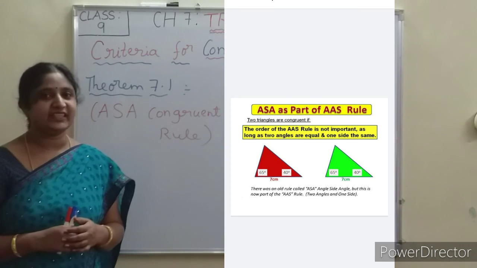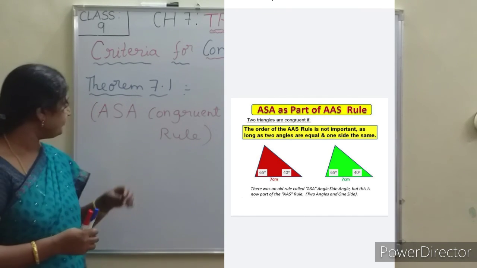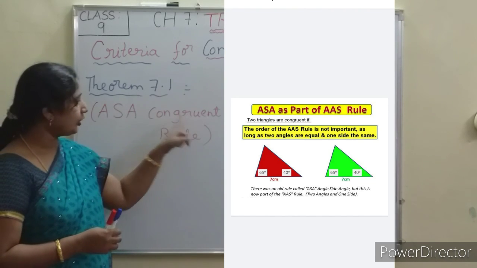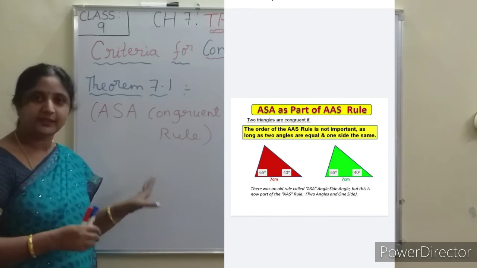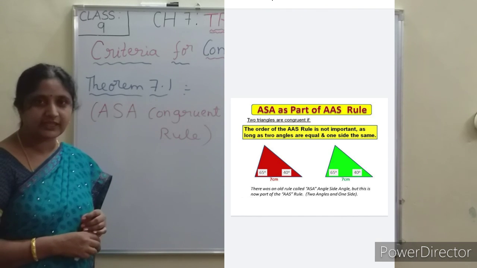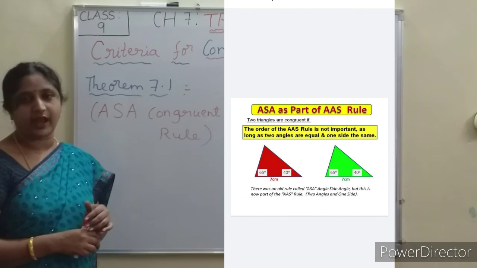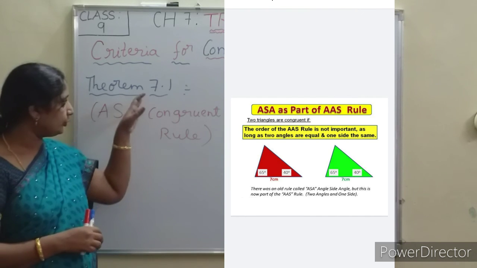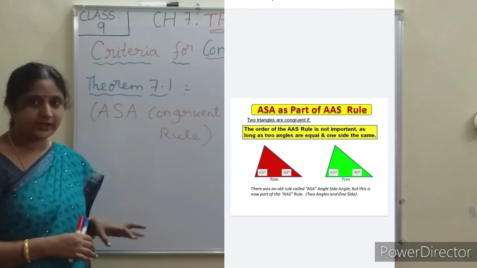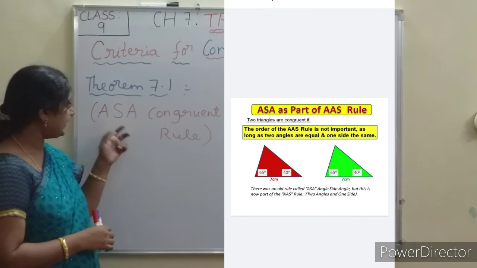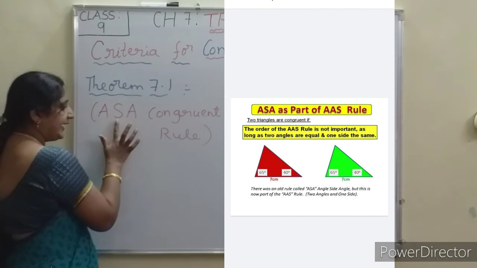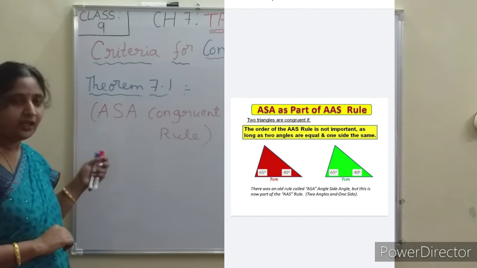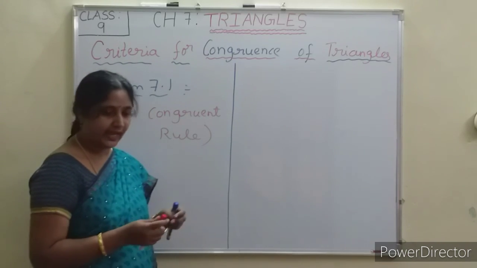Children, now you see the second rule, the ASA congruent rule. This is a theorem, so we have to prove it. Actually, this year the CBSE board has deleted the proofs of the congruence rules, so there is no need to read all these theorems. So I will explain this one. That means, see, between these two angles, a side is there. This rule I will explain with an example.